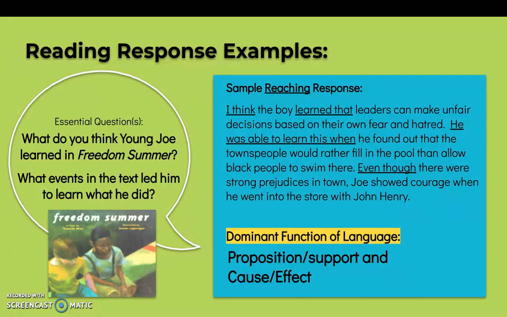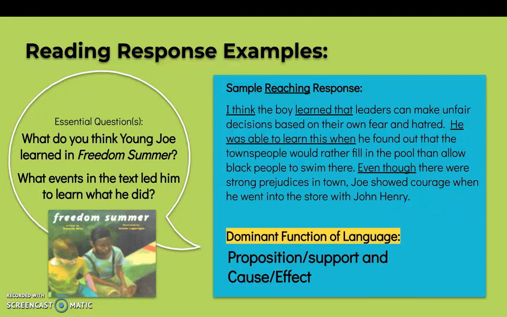The other important reason we write a whole response out versus writing in sentence frames is that it really helps us understand what the function of language is. Sometimes we might guess, but until we authentically write it out, we don't always know. Oftentimes people find it surprising that cause and effect is a key function needed for this task, although there are some clues in the essential question. For example, what events in the text led him to learn what he did.